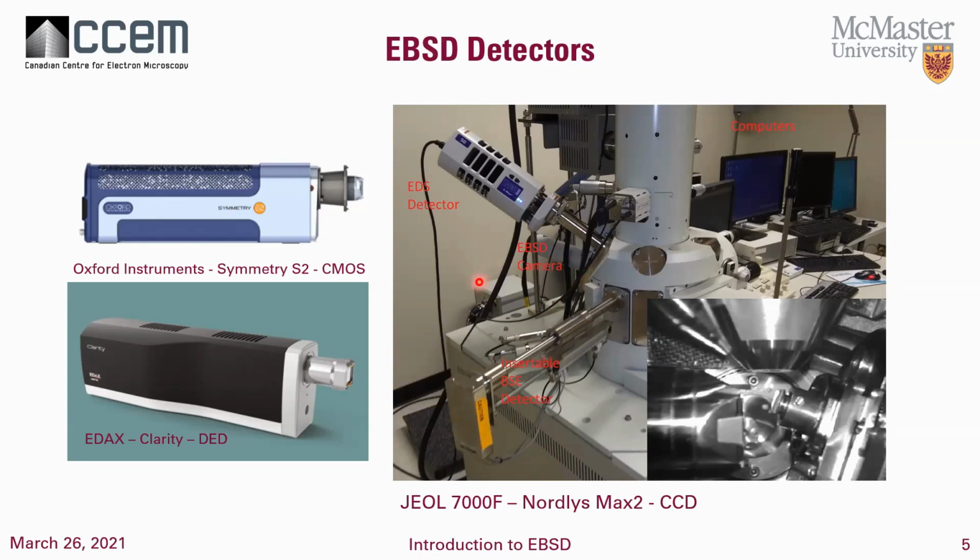So there are different setups. Here you can see our older field emission 7000, which at the back has a CCD EBSD detector or camera. We will be having another EBSD system on one of our FIBs, focused ion beam machines, the Symmetry 2. Instead of having a CCD, it has a CMOS camera.